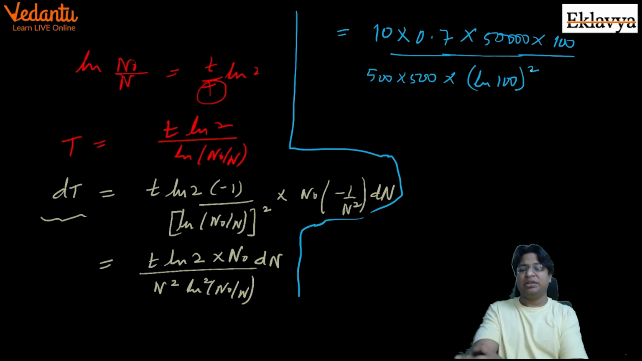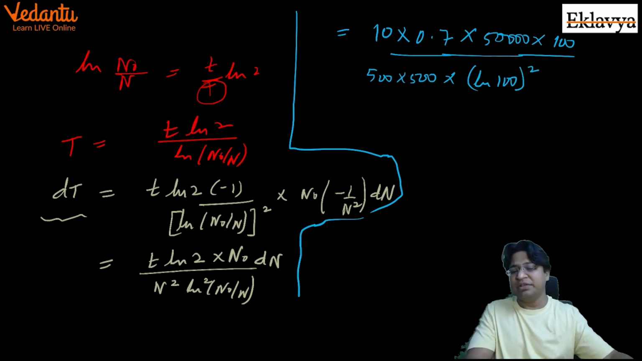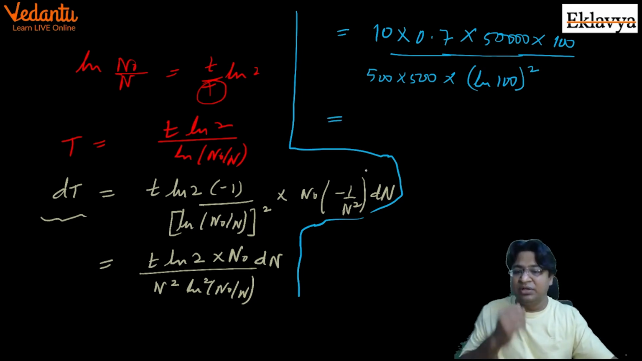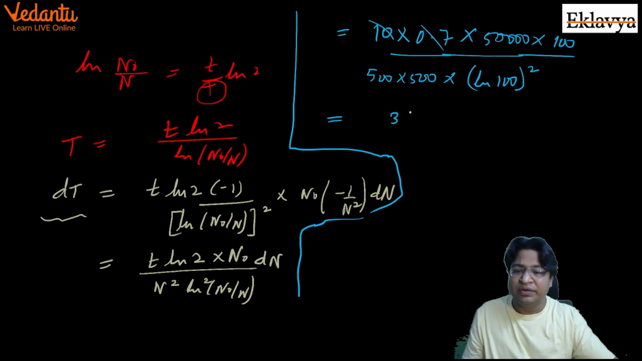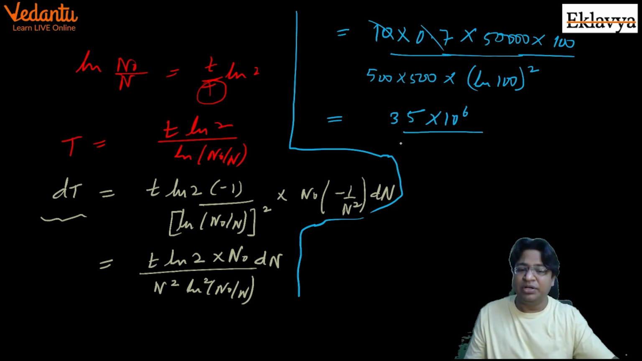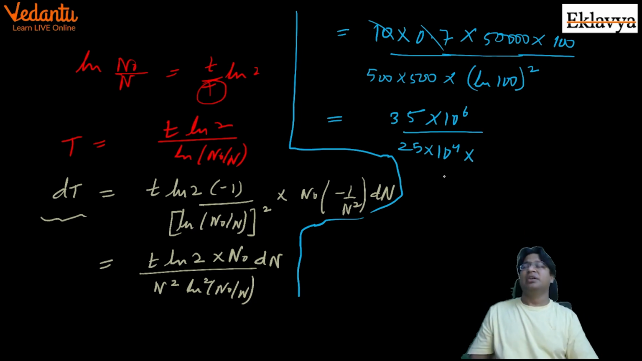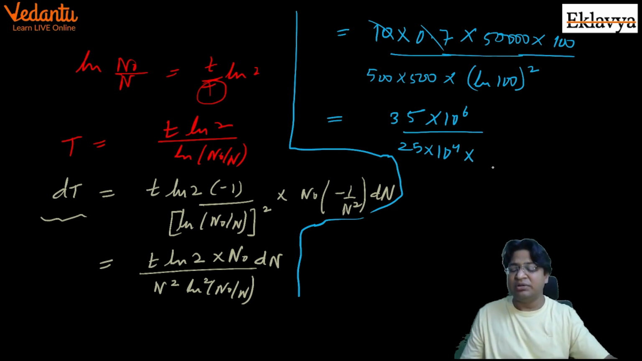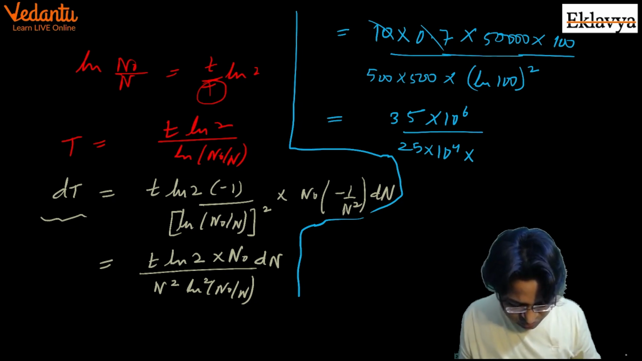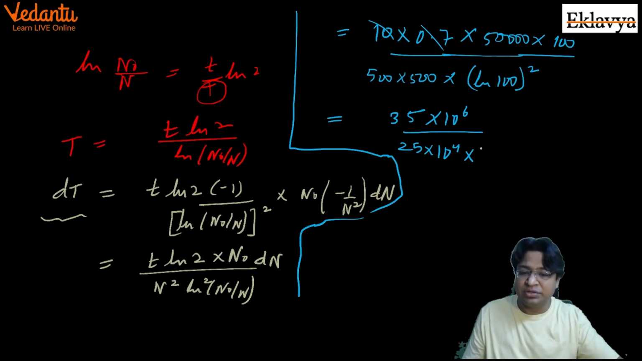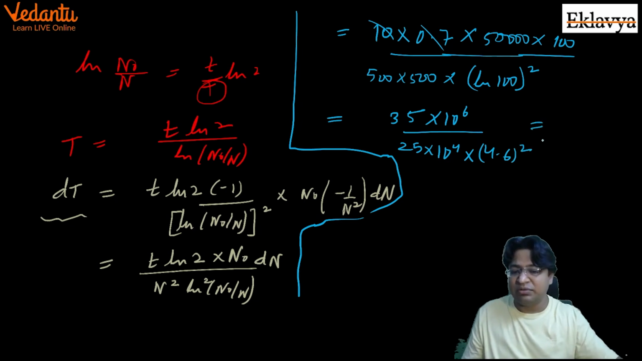I think you're taking care of everything. We just need to finish this calculation now. So this gets cancelled with this decimal point. So 35 into 10 raised to power 6, that's the numerator. In the denominator you will have 25 into 10 raised to power 4 into ln 100. Now ln 100 is 2 times of ln 10. Ln 10 is 2.3, 2 times of that is 4.6. So 4.6 square. Let me quickly finish this calculation.